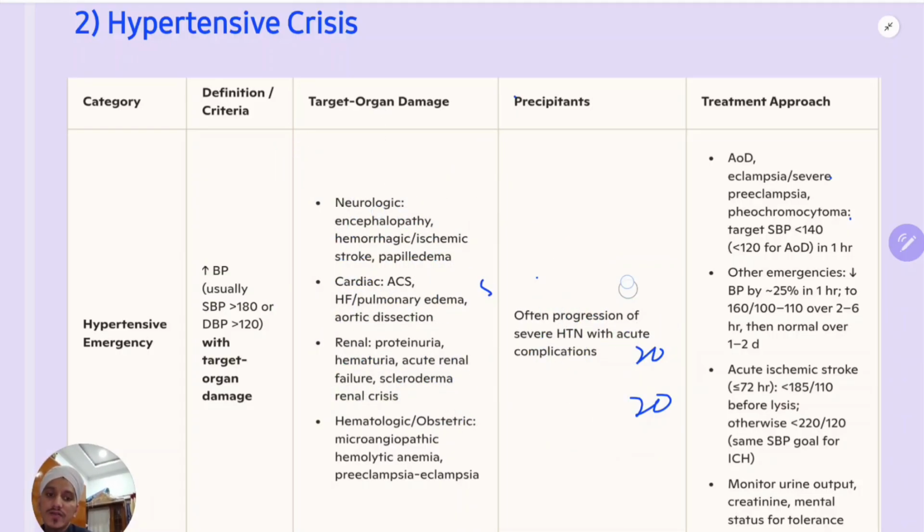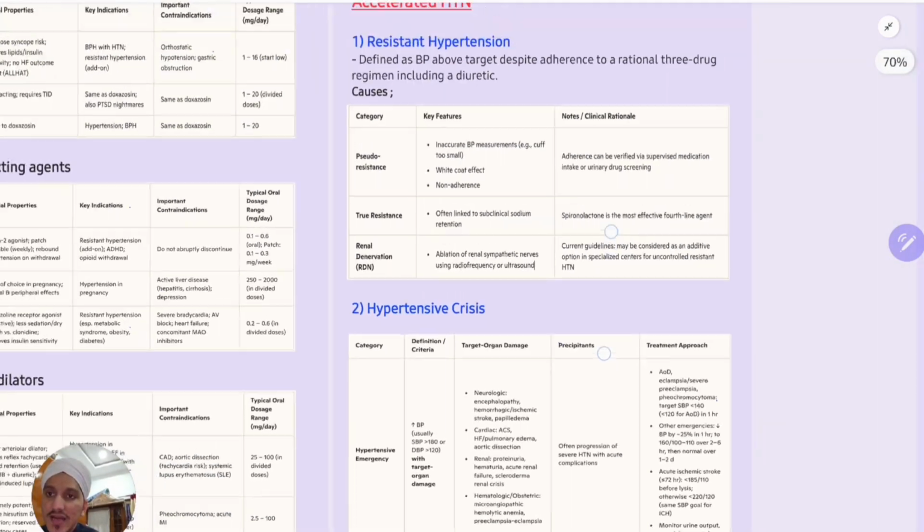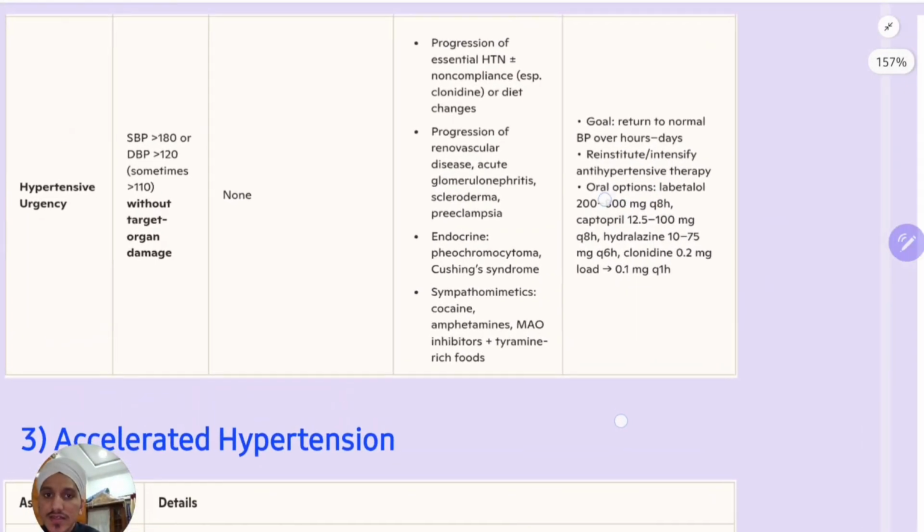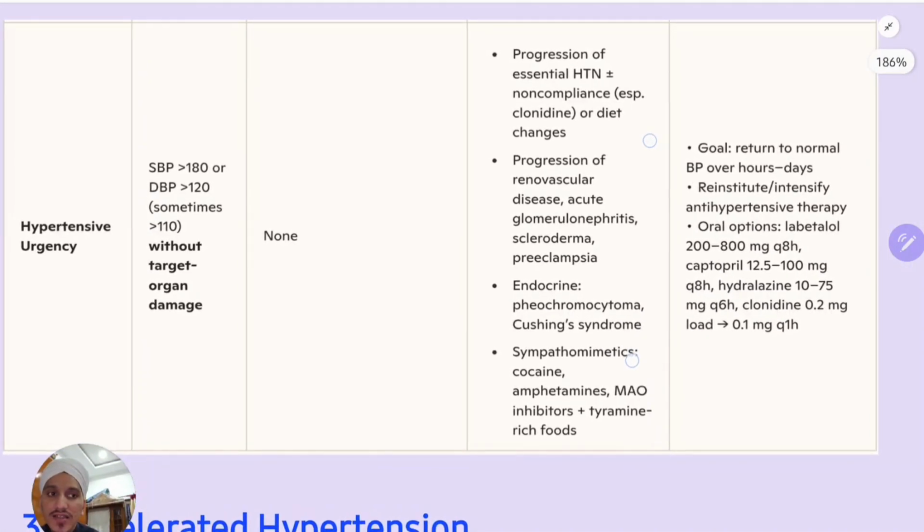That is the summary of treatment of hypertensive emergency. Now coming to hypertensive urgency.